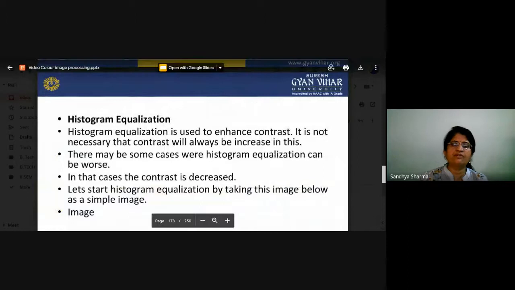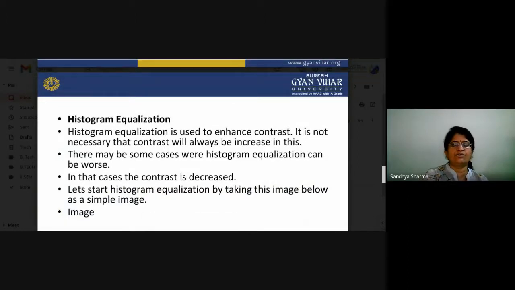Histogram equalization is used to enhance the contrast, and it is not necessary that contrast will always be increased in this case. There may be some cases where histogram equalization can be worse. Okay. So in this case, contrast is decreased. So let's start histogram equalization by taking this image below as a simple image.